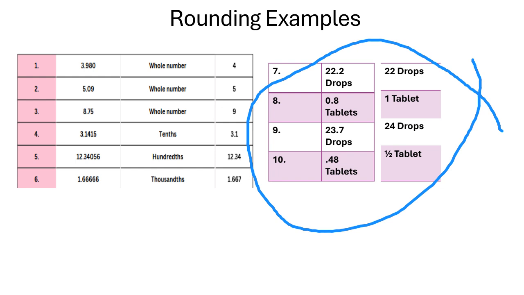But for example, on the tablet, you want to round 0.8 tablets to the nearest half or whole tablet. In this case, because you have a number greater than 5, you will round up to 1 tablet. On example 9, you have 23.7 drops. You will round that up to 24 drops. And on the last one, 0.48 tablets. Well, that will give you the closest one to half a tablet. That will be the closest number that you could round the tablet to.